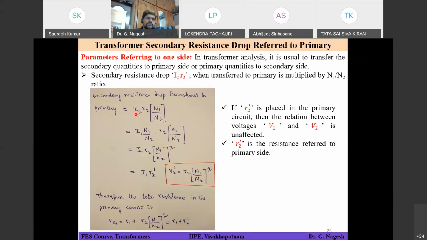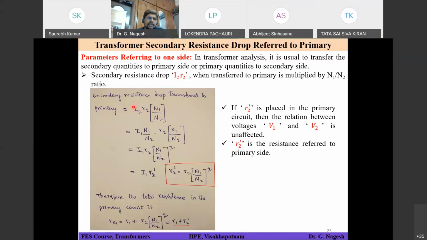Okay, so I2 into R2 into N1 divided by N2. Got it? Right. Voltage drop. That means the primary source will see that this much amount of drop is occurring. Even though I2 into R2 is the actual drop on the secondary winding, for the primary it will be seen like I2 into R2 into N1 divided by N2 because of the turns ratio existing between the two. Okay, right. So I2 into R2 into N1 divided by N2.